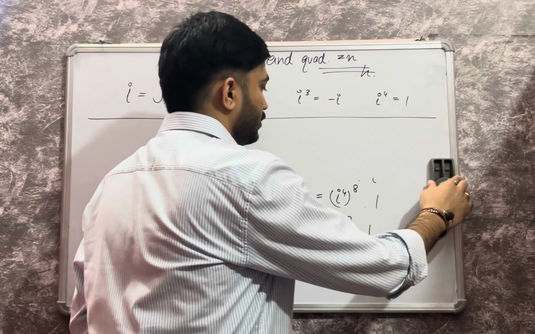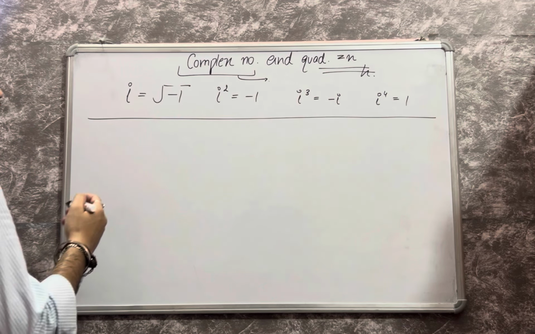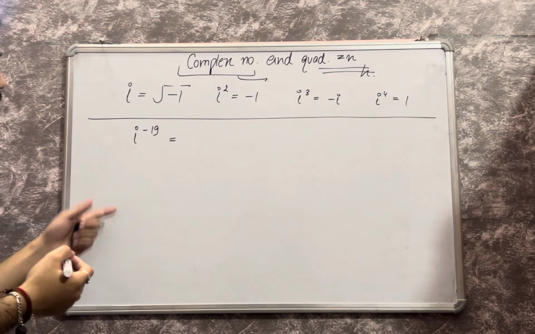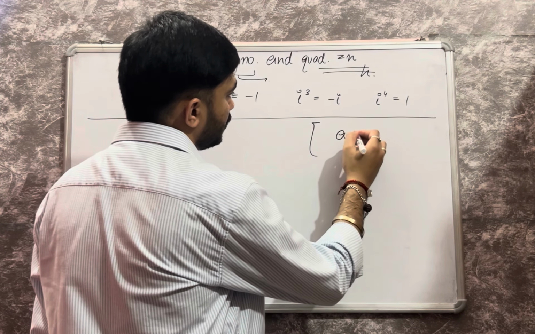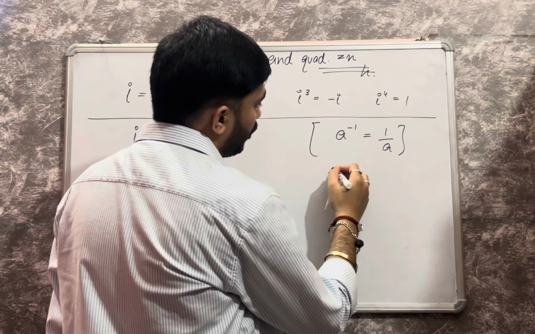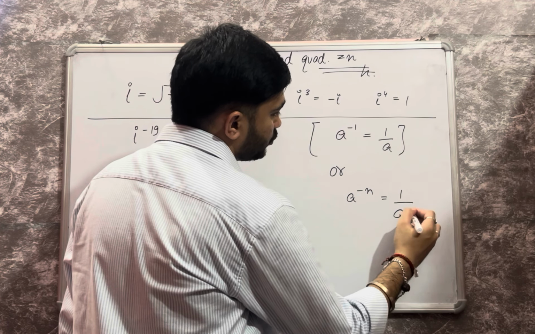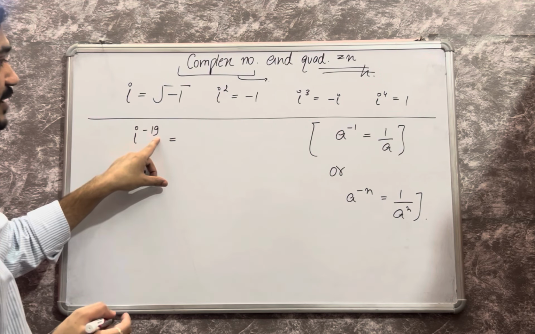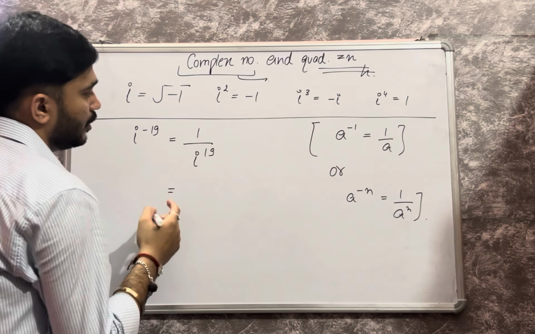Now let us take a power in negative as well. If we have to find the value of iota raised to power minus 19, how are we going to solve this? We know that a formula is there: a raised to power minus 1 is equal to 1 upon a, or you can say that a raised to power minus n is equal to 1 upon a raised to power n. So here n is 19, so we will get 1 upon iota raised to power 19. Now solve this.